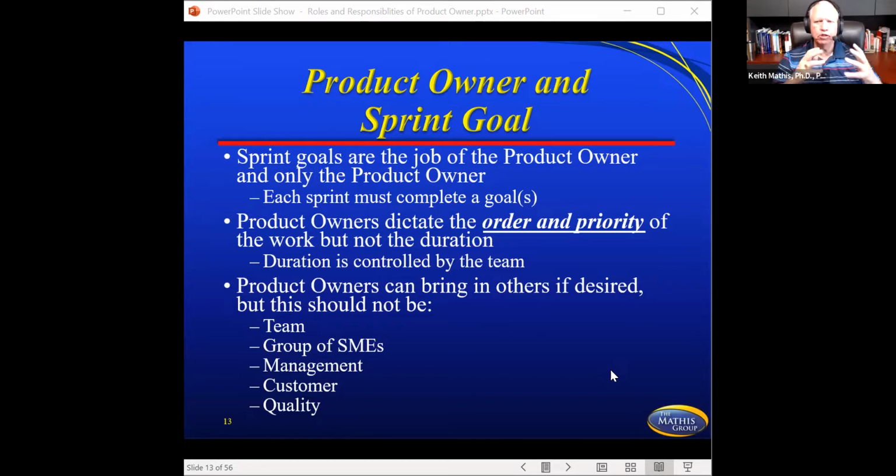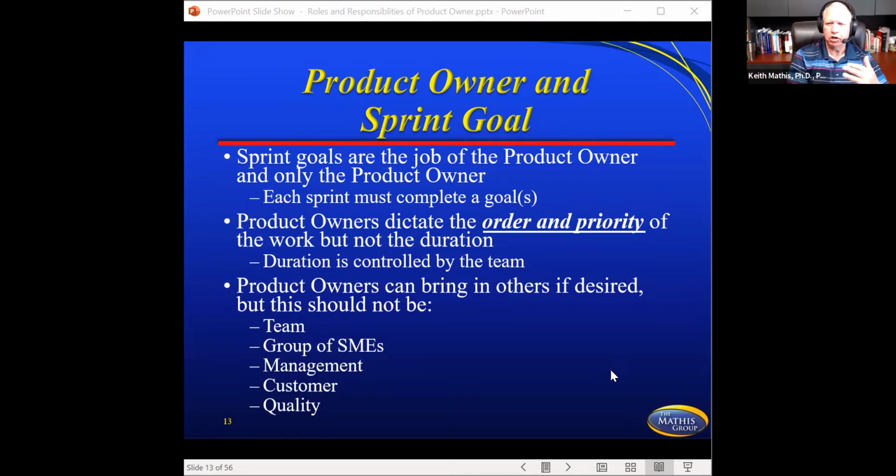So a product owner is usually looked at as a person. That person is the product owner. They're the ones representing the customer and the team. They're the ones ranking the backlog, the product backlog. They're the ones putting together the sprint backlog of what they want the team to work on next. And so they dictate the order, the priority of all work, and they can bring in others if desired, but the point is, it's not a team.